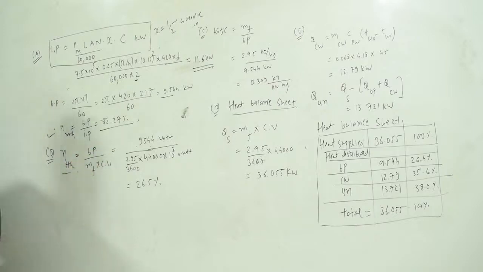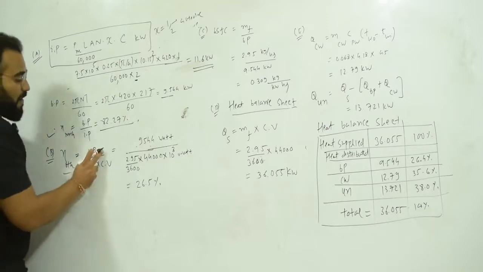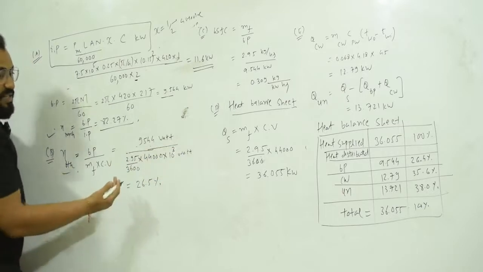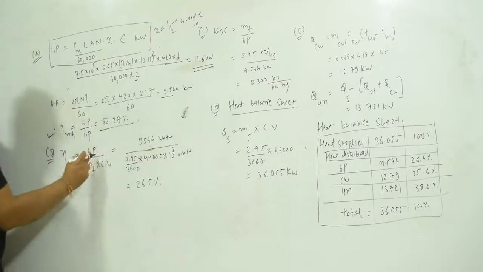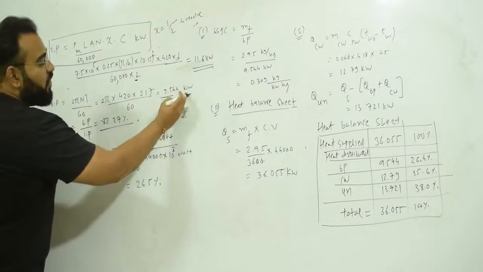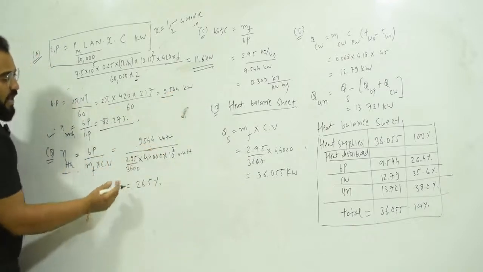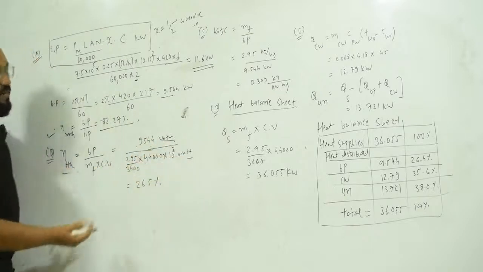So what I am going to do? I am going to take brake power and this value both in watt, because we know that efficiency is a unitless quantity. So brake power, we know that it is 9.544 kilowatt. I will convert it into watt, so it will be 9544 watt. So here and here both I am going to take watt value.